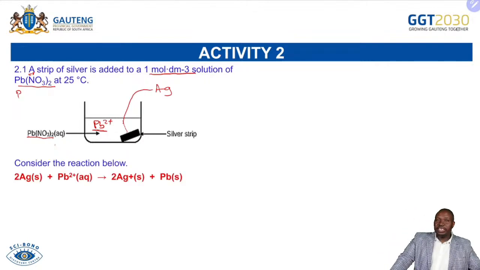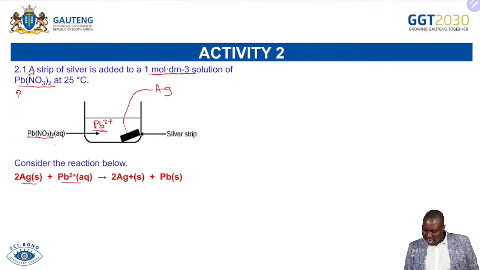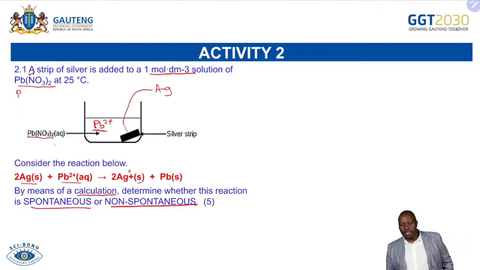We can go on to consider the reaction below. So they told you that the reaction is this one. In our reaction, we have Ag solid and Pb2 plus reacting to form Ag plus and solid Pb. So you can see that is the reaction that is taking place. Now, by means of a calculation, determine whether this reaction is spontaneous or non-spontaneous. Remember, this question was asked in 2024, question 9.